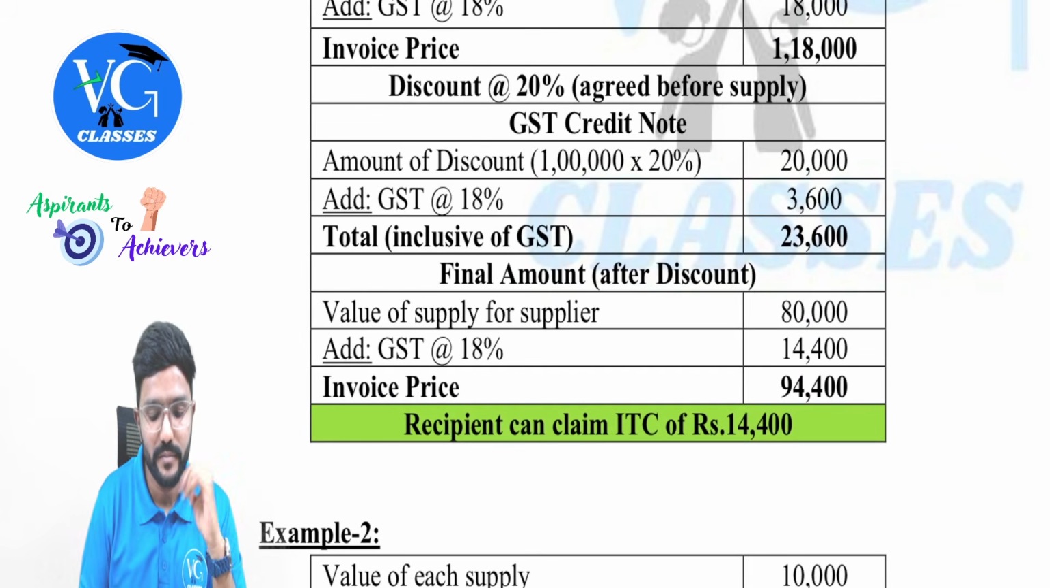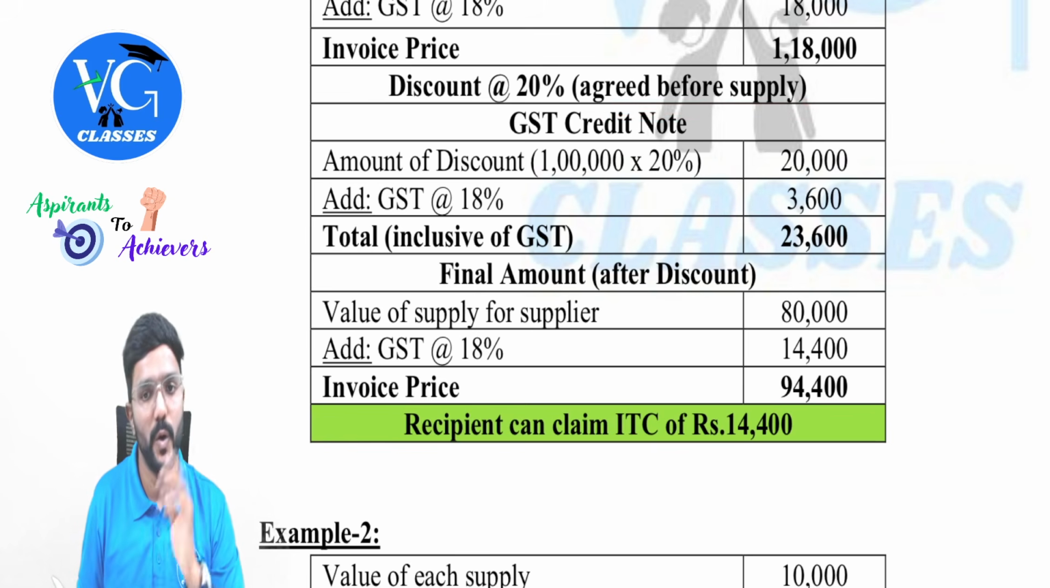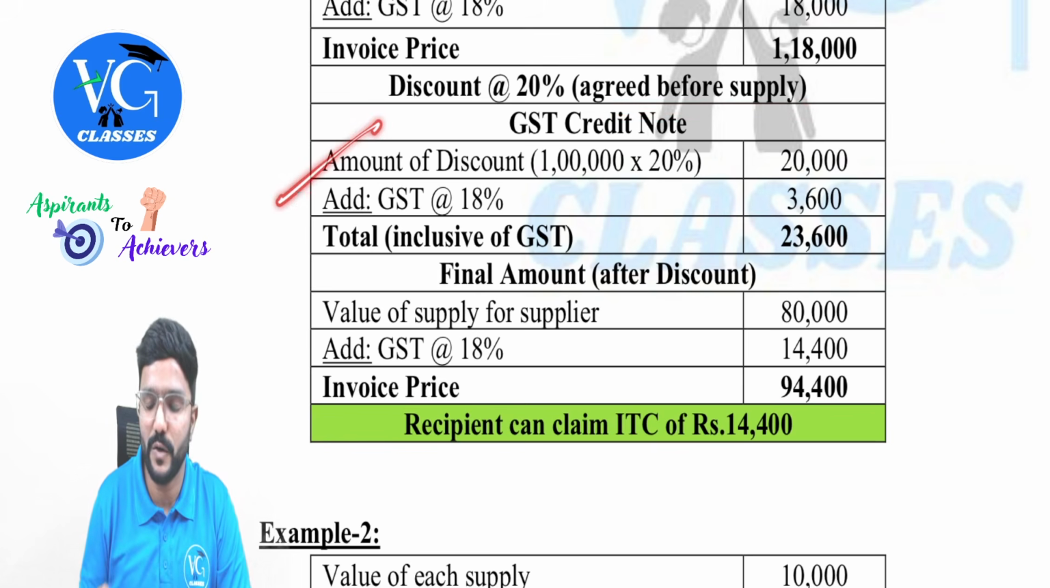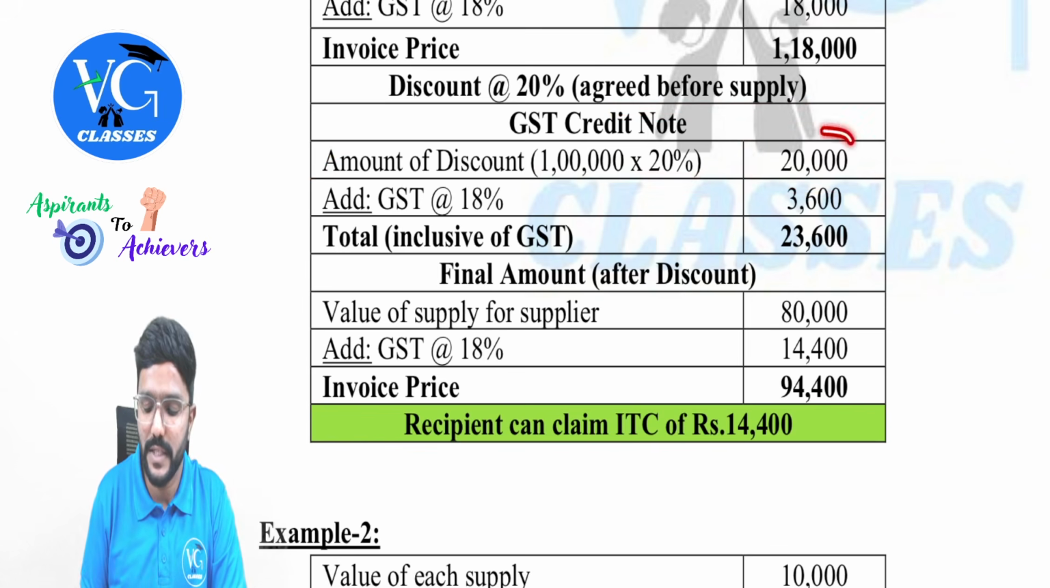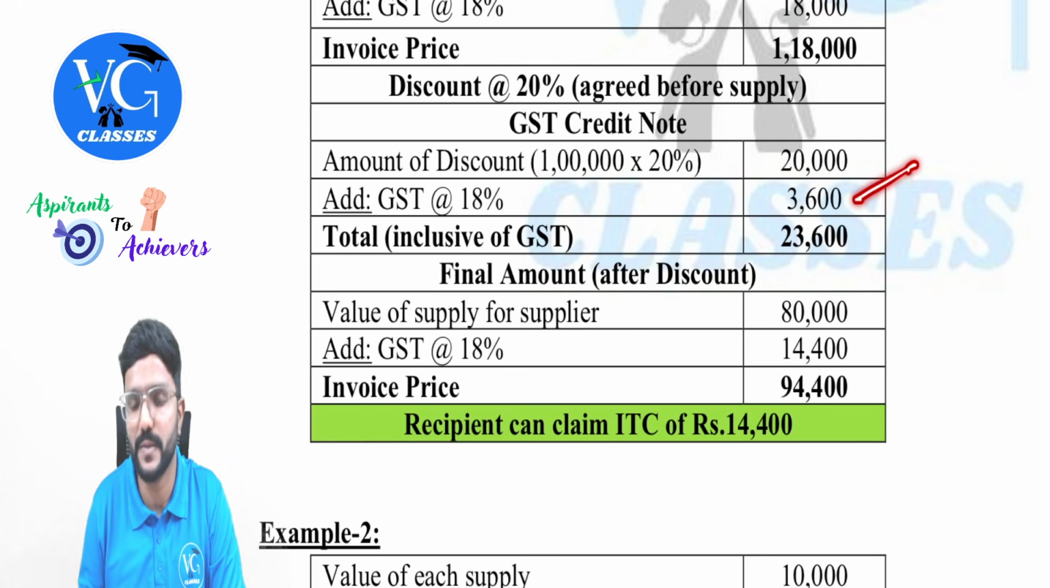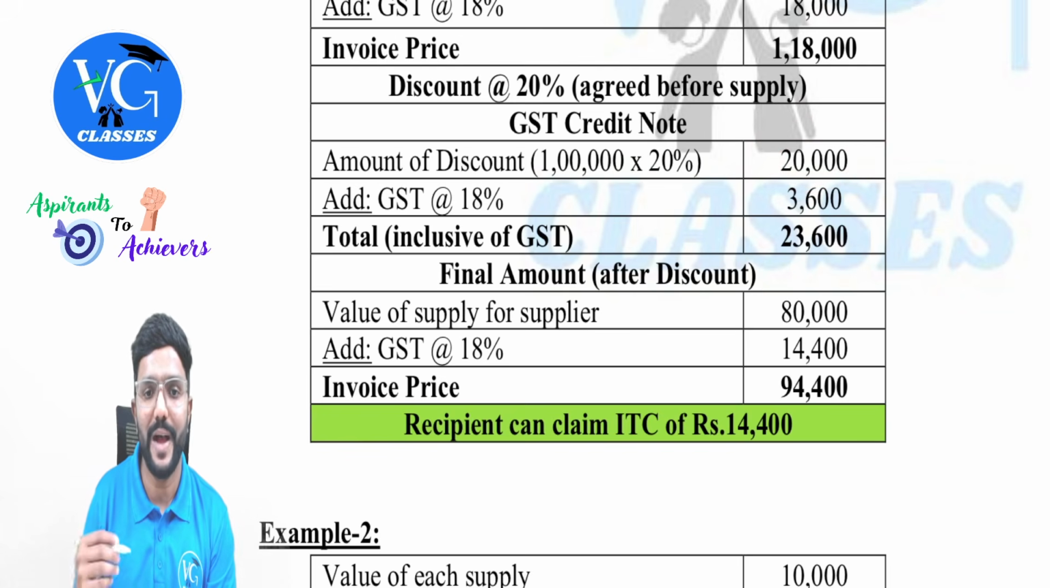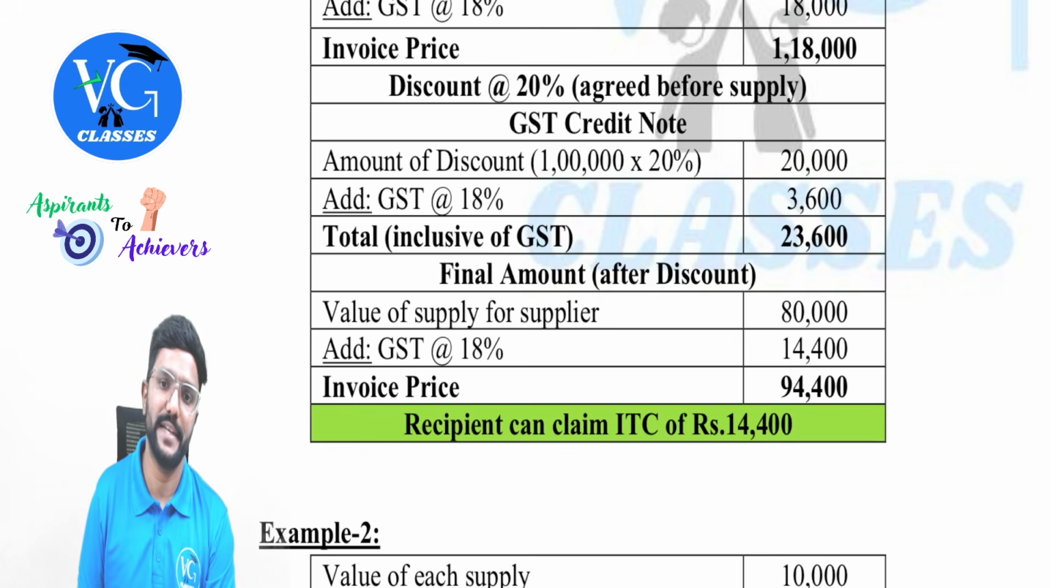You can see here. Discount at 20% agreed before the supply. Okay. So the amount of discount on 1 lakh, 20%, comes to 20,000. And on this 18% GST comes to how much? 3,600. So total value including GST will be 23,600.